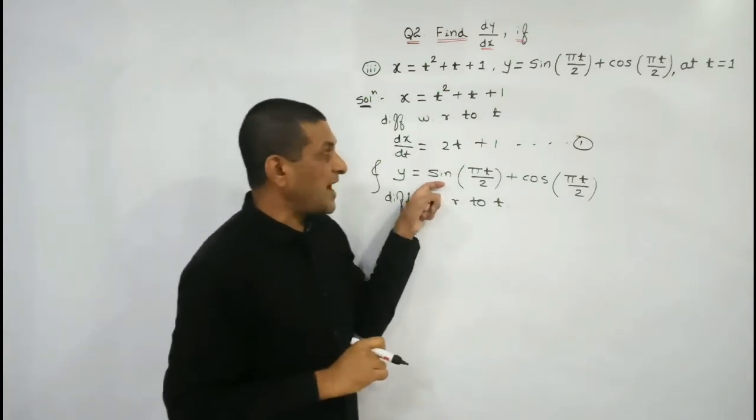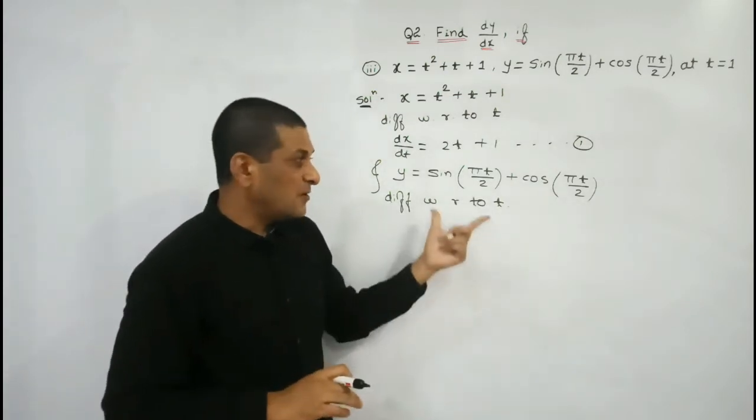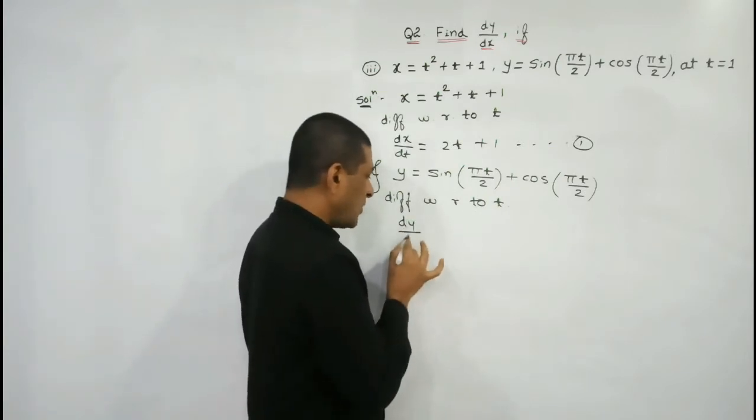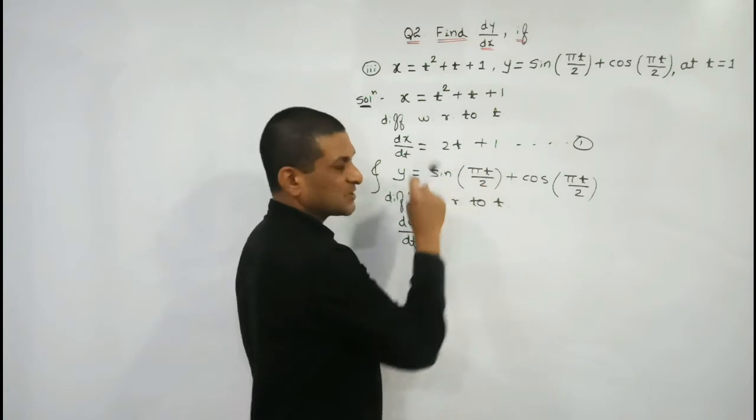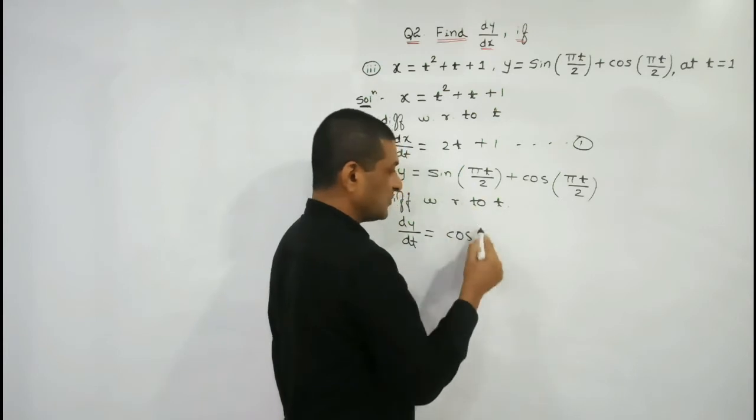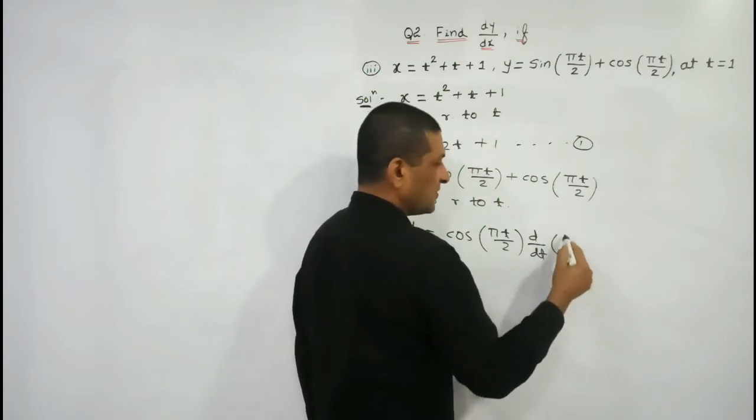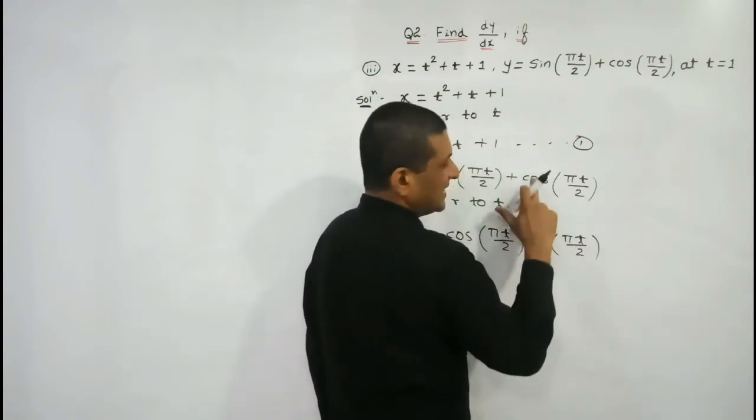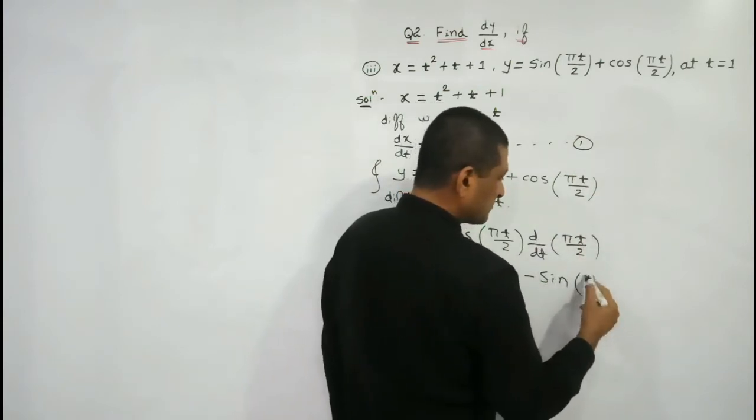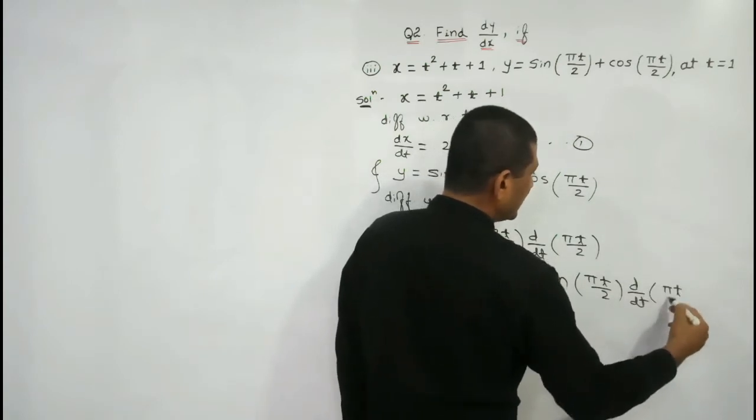Now we are considering y. Y is equal to sin pi t by 2 plus cos pi t by 2. We are differentiating it with respect to parameter t. Let us see what we will get here. So dy upon dt is equal to, the first term is in the form of sin f of x, so its derivative will be cos f of x, where f of x is pi t by 2, into the derivative of f of x. And the derivative of cos f of x will be minus sin f of x, where f of x is pi t by 2, into the derivative of pi t by 2, isn't it?